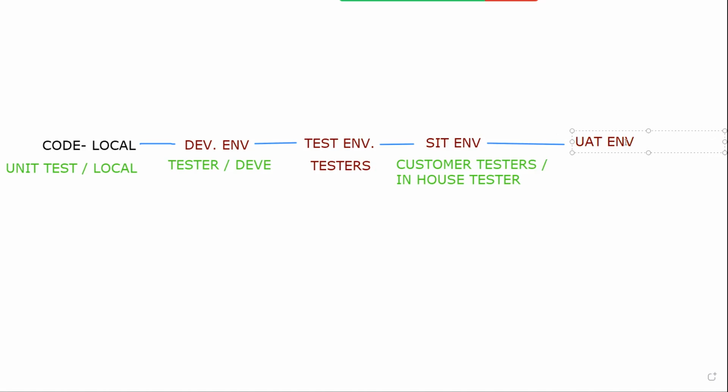And who will test it? This testing is done by the customer himself, the customers and their business users, and in-house means vendors, business analysts, as well as a few testers. All these people are involved in the UAT environment.